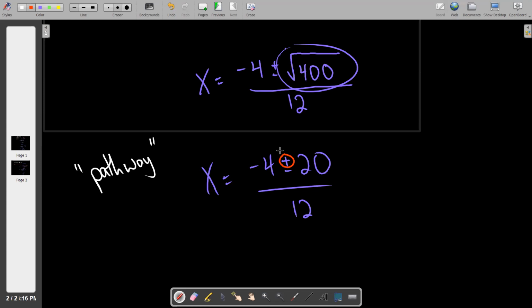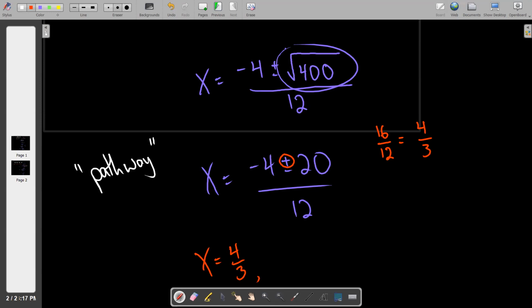And we're just going to do the math. You're going to help me with the math. If you follow the red pathway, what is -4 plus 20? So one of my answers is 16 over 12, which I will reduce. What can 16 and 12 both be divided by? Leaving us with 4/3. One of our answers is x equals 4/3.